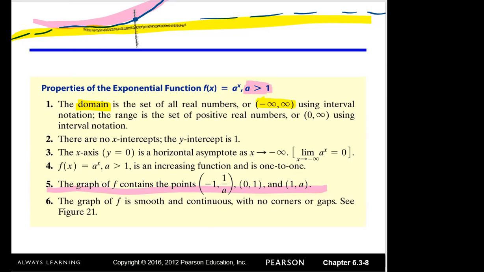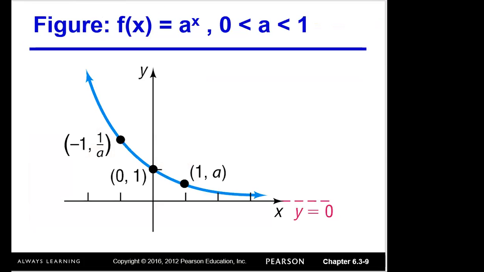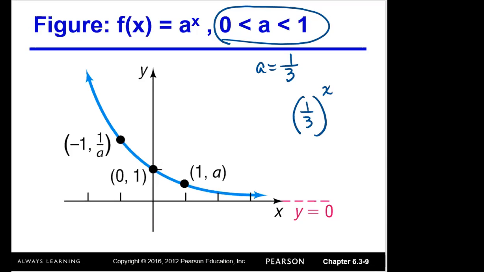But what if the base is between 0 and 1, which means it's a fraction? Well, basically what happens is this thing flips around the y-axis like a weather vane, and we've done flipping like that before. They're saying that a is between 0 and 1. So let's say we'll go with 1/3. All right, let's say a is equal to 1/3. That's between 0 and 1. So what we're looking at here is 1/3 to the x power.